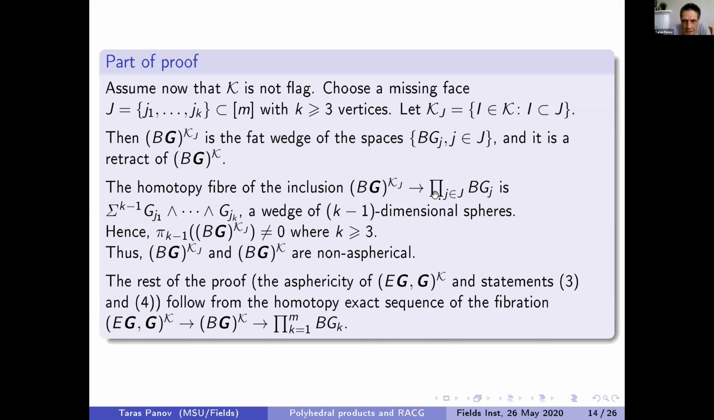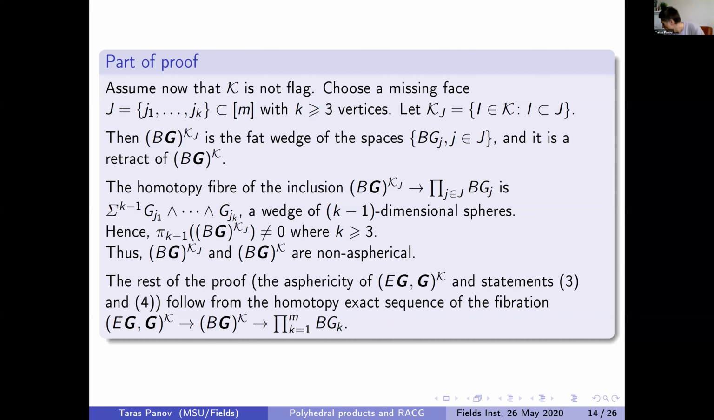The homotopy fiber of this inclusion is a wedge of k-1 dimensional spheres, because the groups are discrete, so these G_i are just discrete sets, and the k-1 fold suspension is just a wedge of k-1 dimensional spheres. So you have higher homotopy groups appearing here, and because it's a retract, you have this higher homotopy group appearing in the whole space, and therefore those things are not aspherical. The rest is obvious: the statement that the fundamental group is the Cartesian subgroup, the kernel, follows from the homotopy exact sequence of this fibration.